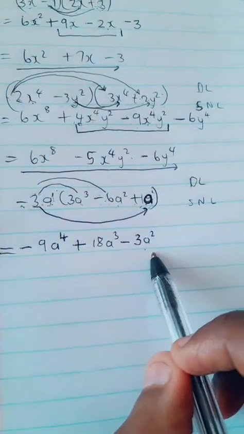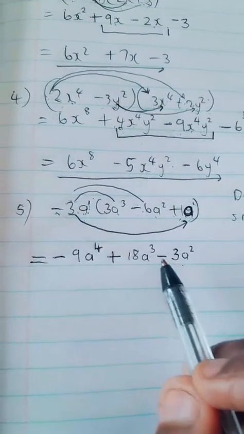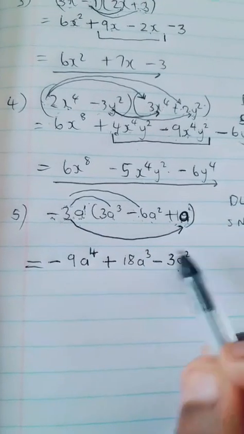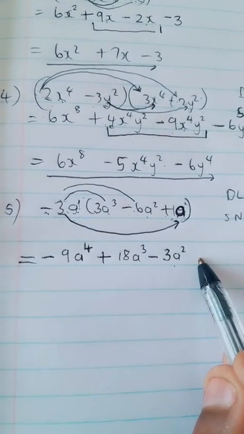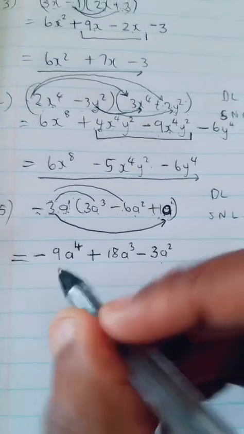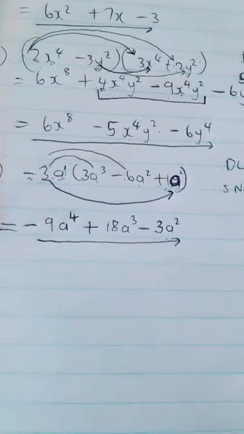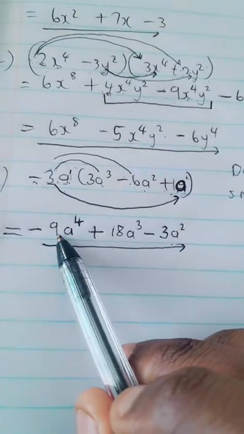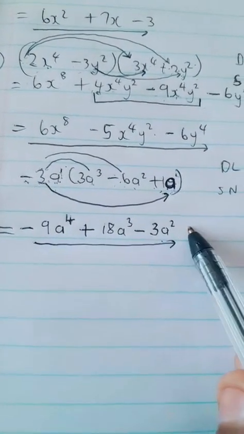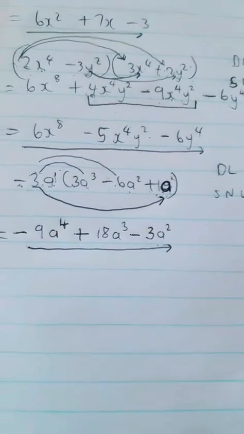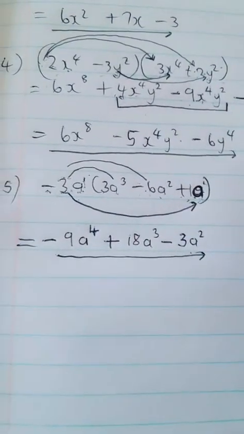Then, do we have any like terms? a to the power 4, a to the power 3, a squared. Are these like terms? No. So therefore we leave them. Please guys, don't find yourself wanting to add 9 and 18 or add these things together. You can't add unlike terms. Unlike terms cannot be added. That's what you learned in grade 9, right?